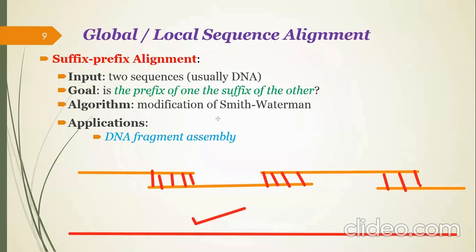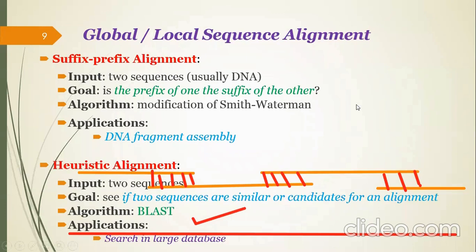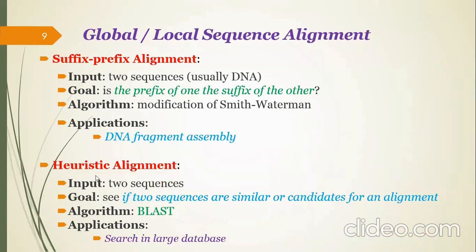And next is heuristic alignment. Heuristic alignment is a bit different, and heuristic alignment means intelligent alignment. The input is two sequences, and the goal is to see if these two sequences are similar, are candidates for an alignment. So go for BLAST, and BLAST is actually the basis of heuristic alignment.